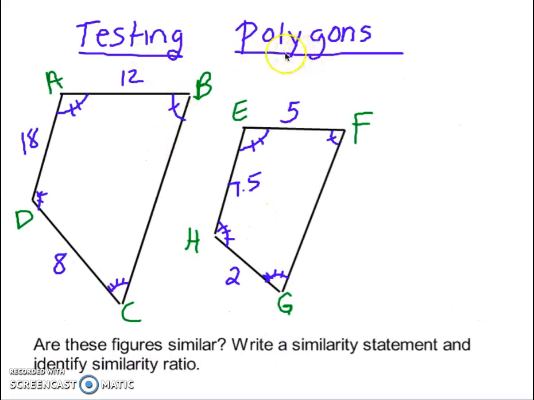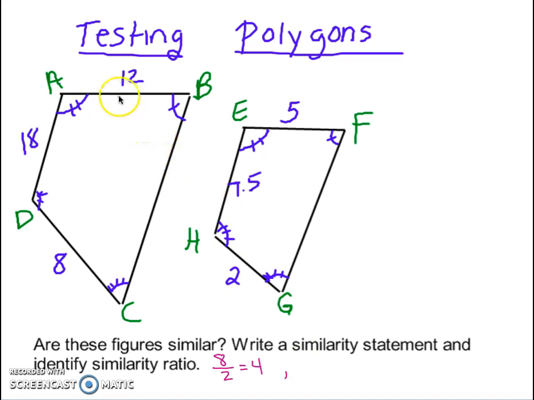On this next example, it wants us to test these two polygons here. So again, we're going to do the same thing, find our similar sides. So I can see that DC would be similar to or equal to HG. So I'm going to write that right here. I would just take my 8 and divide it by the 2. And then I've got to find my next similar side, and we could reduce this down to 4.